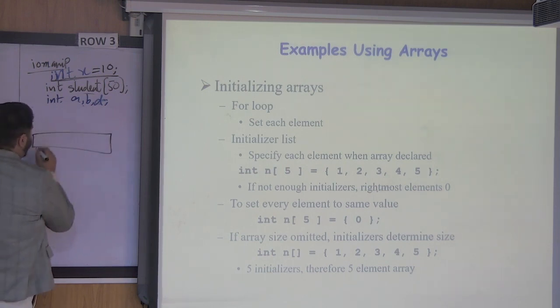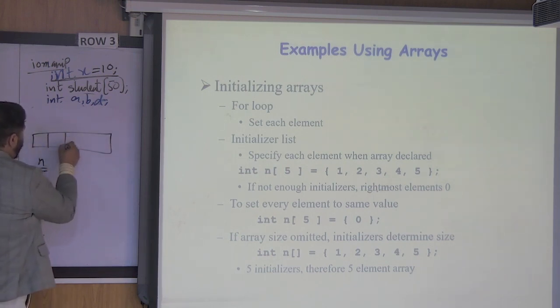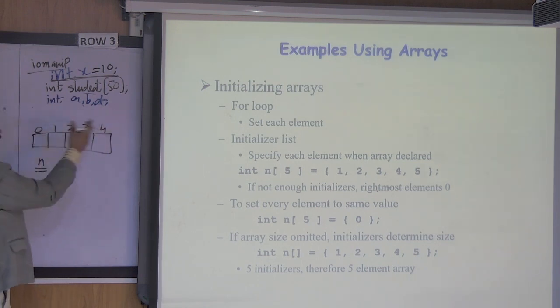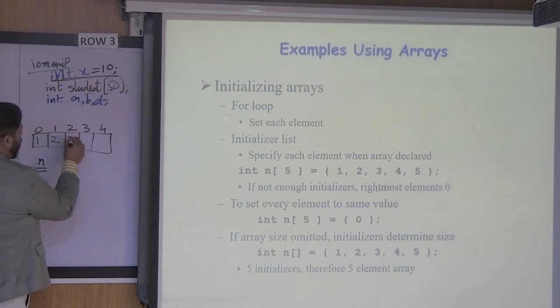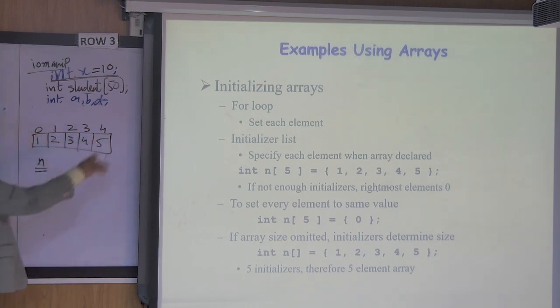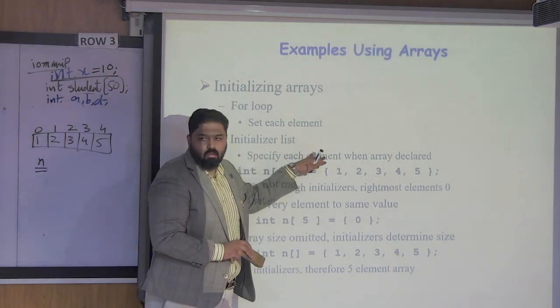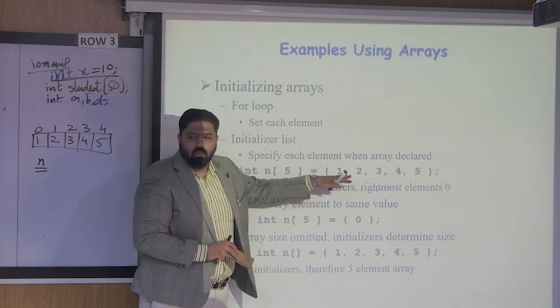n of 5. The name of the array is n. Indices 0, 1, 2, 3, 4, 0 till 4, with values 1, 2, 3, 4, 5. Here is the memory. Declared and initialized. If you want to initialize it yourself, initialize it using an initializer list. Every individual element will be initialized.